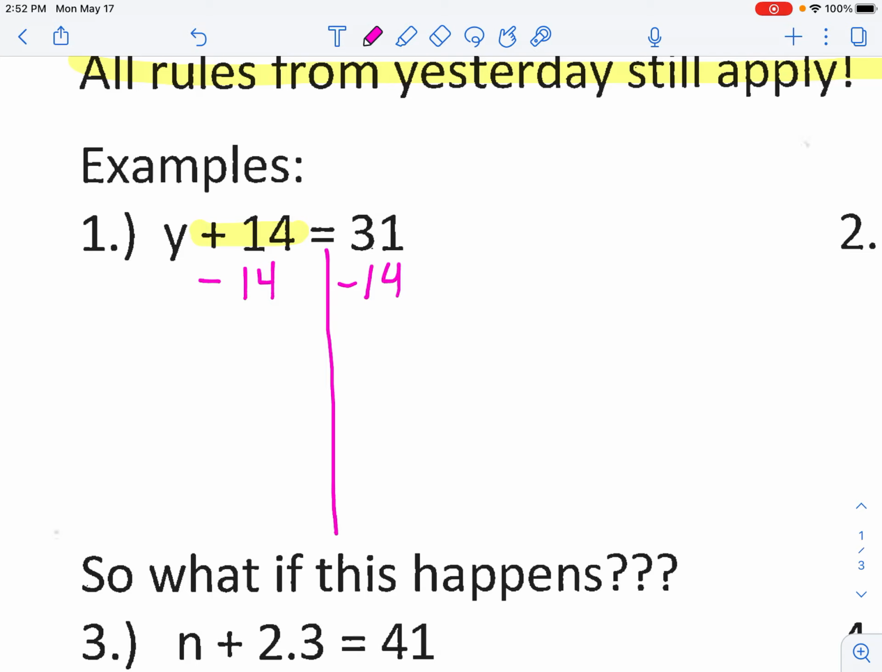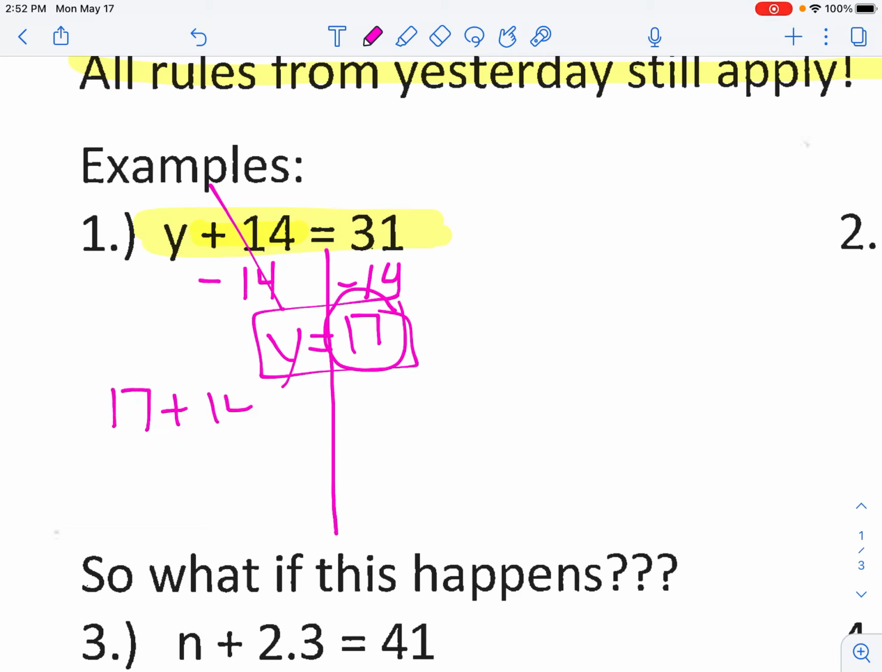Next, you're going to show your cancellation. 14 minus 14 is 0, so your 14s cancel. On the left side, all you have is your y, and 31 minus 14 is 17, and you put a box around your answer. The next thing you do is you rewrite this original equation, but you use substitution. So we're going to take our solution for y, which is 17, plus 14. Is that equal to 31? Yes, 31 equals 31, check.